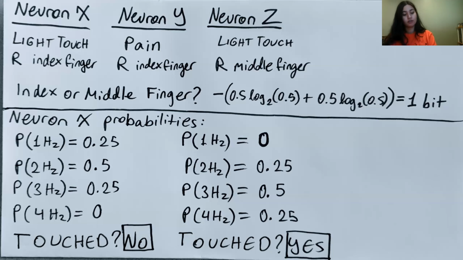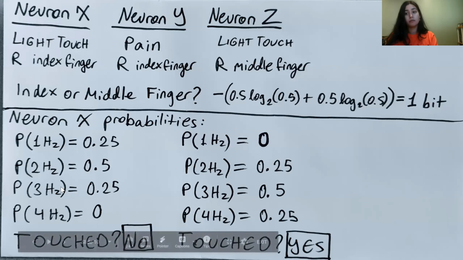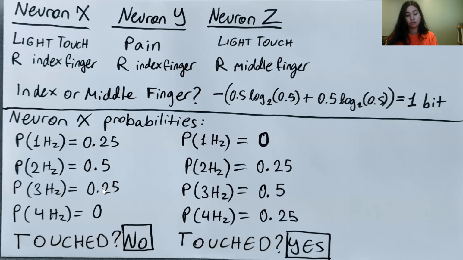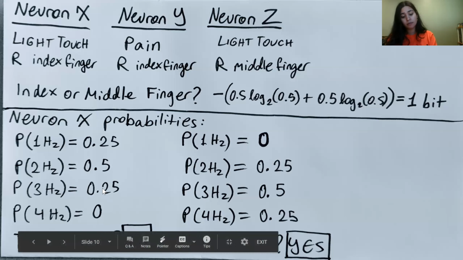Now, to complicate things though, rather than only firing or not firing, say neuron X fires more or less depending on whether it is being touched, but always fires at some frequency measured in hertz. So when it is not touched, then the probability of it firing 1 hertz is going to be 0.25. The probability of it firing 2 hertz is going to be 0.5. The probability of it firing 3 hertz is going to be 0.25. And the probability of it firing 4 hertz is 0.